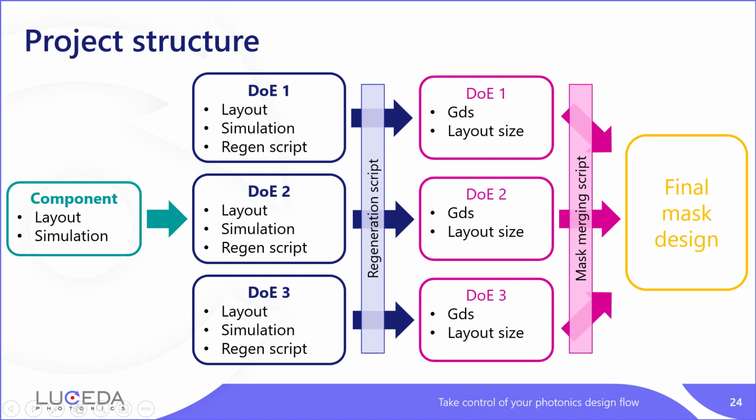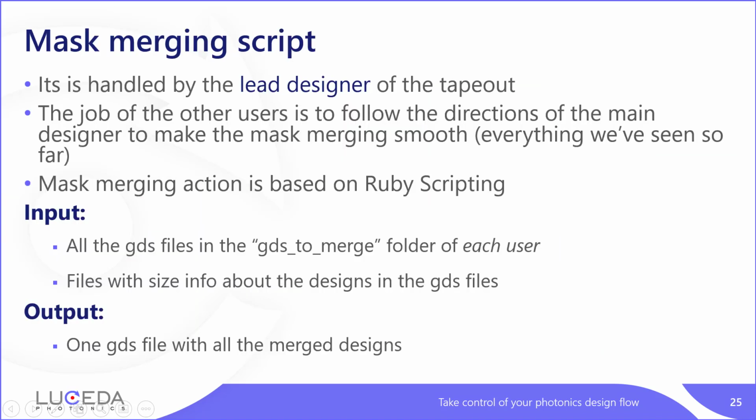So in this training material, we have put the additional script for mask merging. It's the utility to facilitate the mask merging task. So the mask merging script is actually handled by the lead designer or the mask merger of this tapeout. And the job of the other users is to follow the directions of the main designer to make the mask merging smooth, including following the same project organization structure and following the best practices that we have put in place among the team.